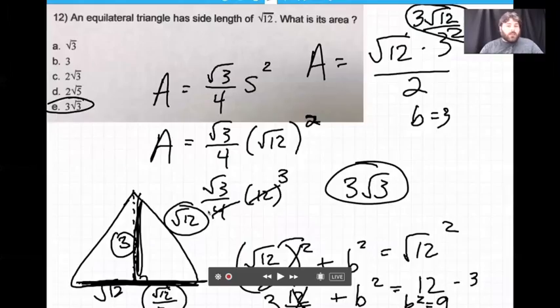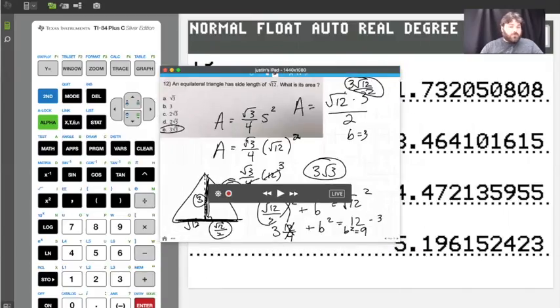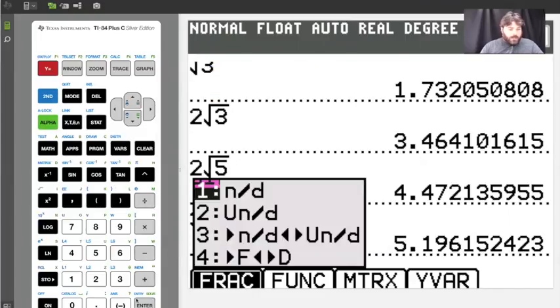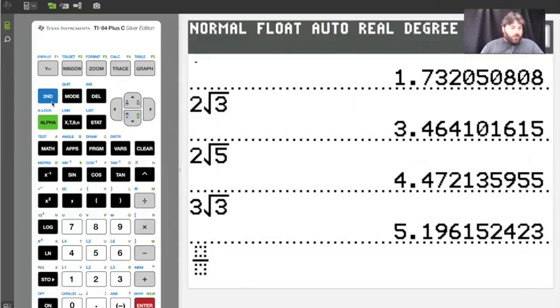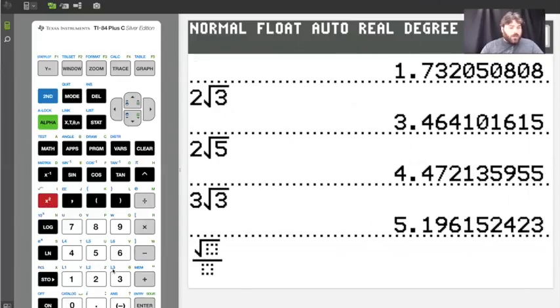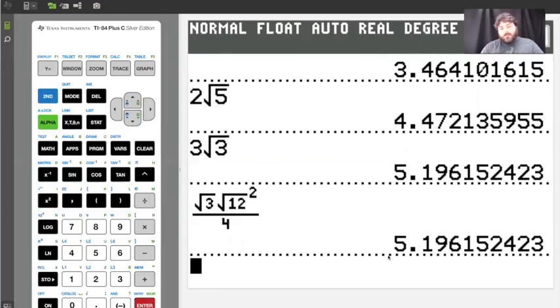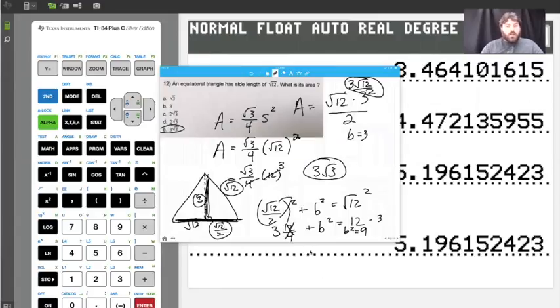Now you could do the same thing from the very beginning if you knew your formula was root 3 over 4 times the side length squared. You could just type it in all at once. So root 3 times the side length, which is the square root of 12, and you could square that. Just the side length, right? That's going to do it for you. And then divide it by 4. You're going to get that same thing, right? You didn't have to do a lot of thinking there. And then you'd have to go back through and check all your answers as well, right?